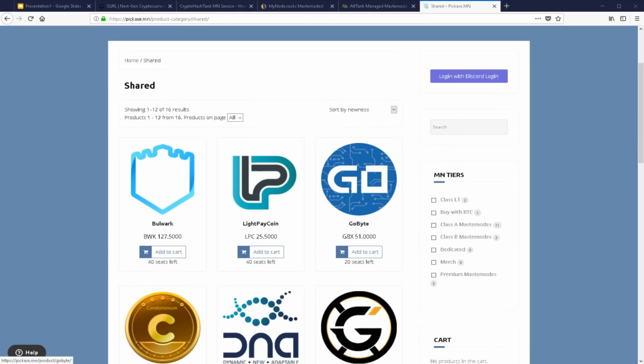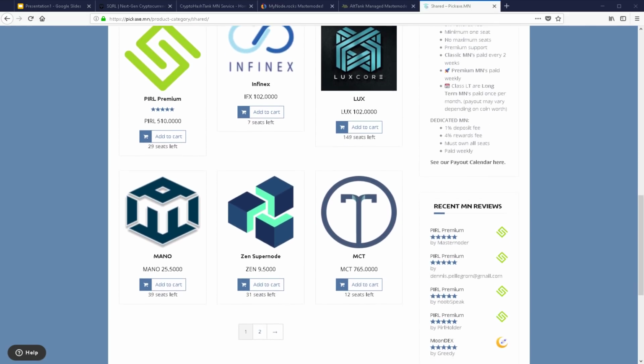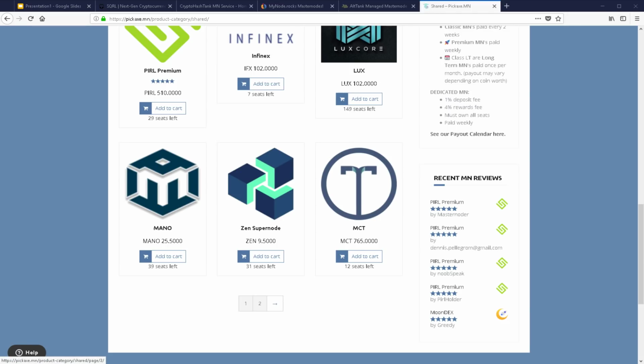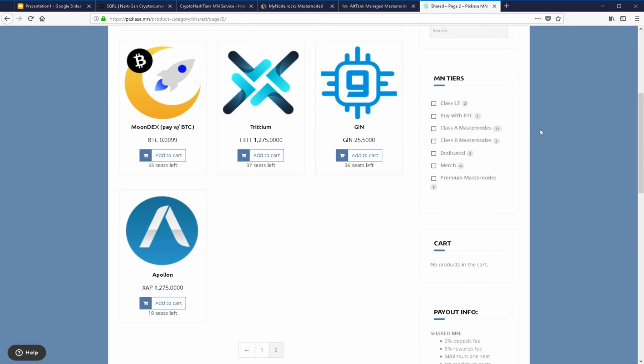There's a lot of services out there. By the sounds of it, if you want to have your own strategy and not just rely on one website, you're going to have to look at these different services and say, that one's good for that project, that one's good for that project. I'm just looking at PickAxe here, and they've got LightPay Coin, GoByte, Genesis X, Lux is a popular one, Infinix, MCT, a Zen Supernode, Mano, Moondex, Titanium, Jin. I've looked at a lot of those coins before, and a lot of them were pre-selling masternodes, which unfortunately is a large percentage of these masternode coins.